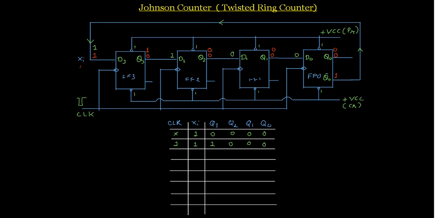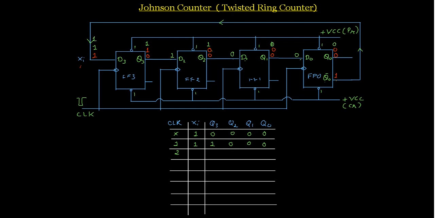Now we apply the second clock pulse. At the second negative edge of the clock pulse, this one is going to be transferred to the Q3 and here we will write 1. Then the input of D2 is 1, so output Q2 will be 1. Input of D1 is 0, so Q1 is going to be 0, and the input D0 is 0, so Q0 will be 0 and the Q0 bar will remain high and that is going to appear at the input.